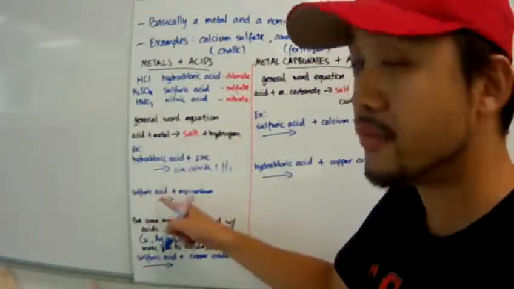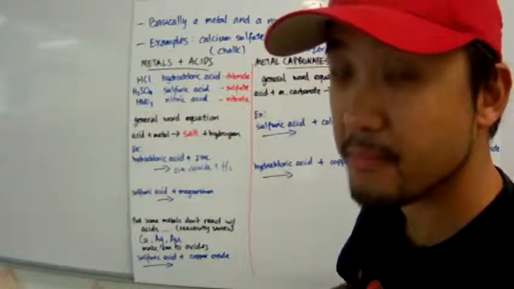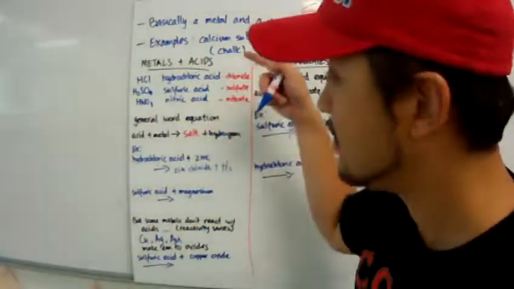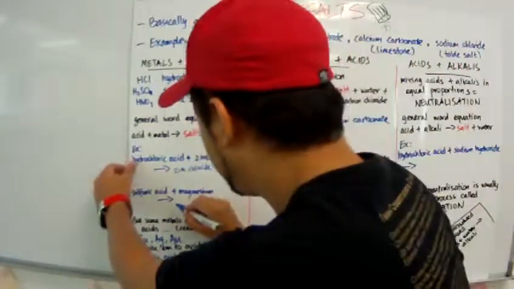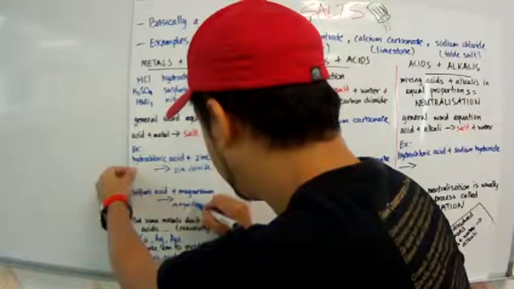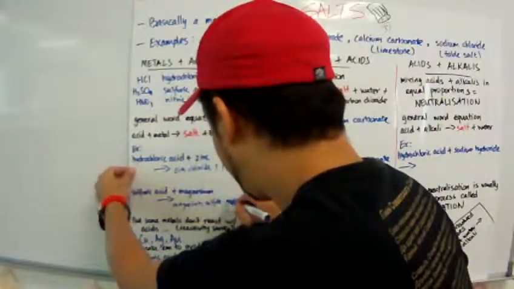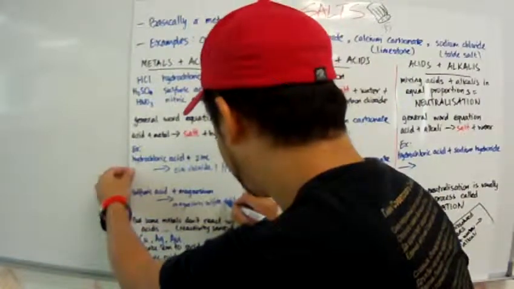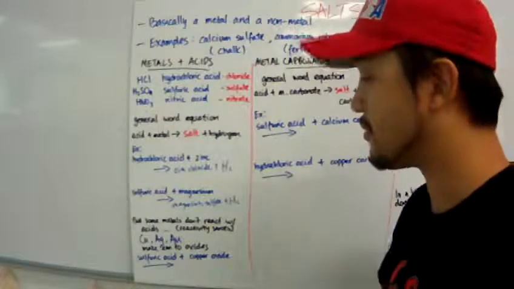What about if you mix sulfuric acid with magnesium? You get magnesium sulfate. Sulfuric gets sulfate, right? Magnesium sulfate and hydrogen. There you go. Easy peasy.